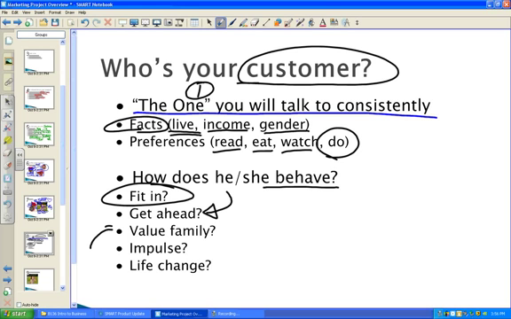Are you trying to get ahead in business? Do you value family? Are you an impulse shopper? Are you going through a life change? For example, did you just have children? Are your children leaving the house? Have you retired? Are you in the middle of your career? These are all questions to ask about your customer as you put together a profile. Again, if you're interested, customer profile videos are coming, and I will make sure to mention them in the video description so that you can learn more.